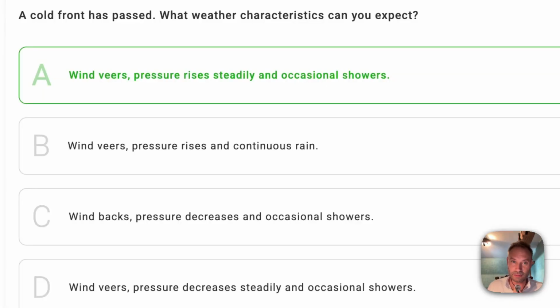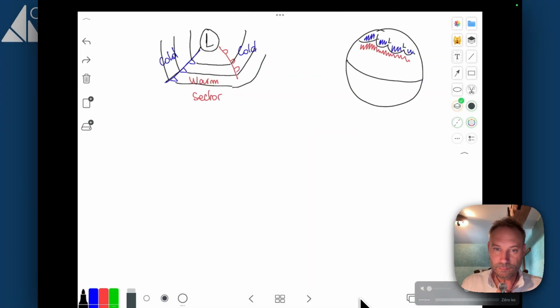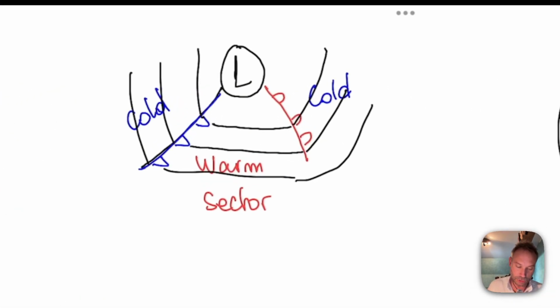We can explain that with the analysis of the situation that is associated. First of all, why does the wind veer? Because if we observe the situation, we have the isobars that are changing direction when the front is passing. Plus, we are in the northern hemisphere, so the wind is blowing anti-clockwise around the low pressure system, like that.